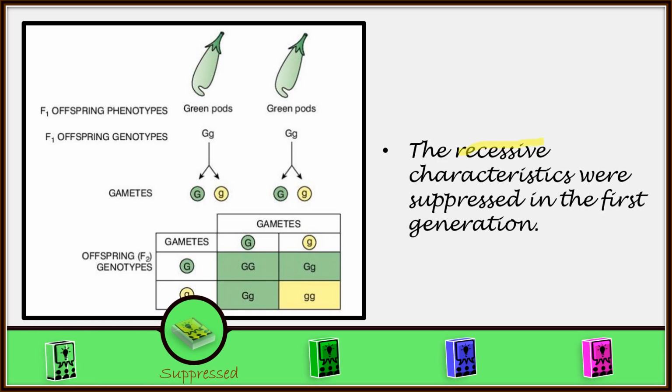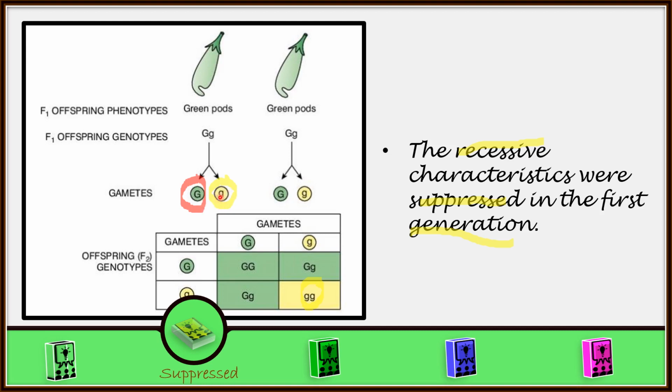The recessive characteristics were suppressed in the first generation. So these recessive characters were suppressed in the first generation. Remember, in the first generation, we got small g and we also got capital G. Now the capital G has got a dominant character and small g has got a recessive character.